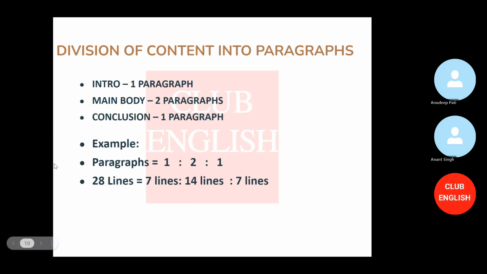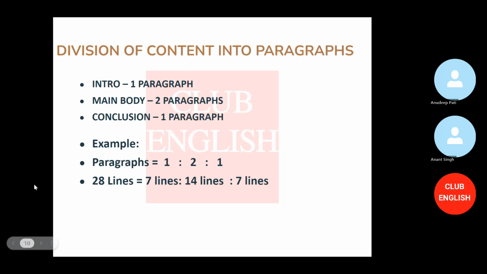So how many words and lines will we be writing? The paragraphs will be in the ratio 1 is to 2 is to 1. You can see here, 1 is introduction, 2 is main body, and the final one is conclusion. So how many paragraphs are we going to write? 4. Is that clear to you? Yes. So in a pen and paper based test, you have to write 7 lines, 14 lines, and 7 lines, if your average is 10 words per line.